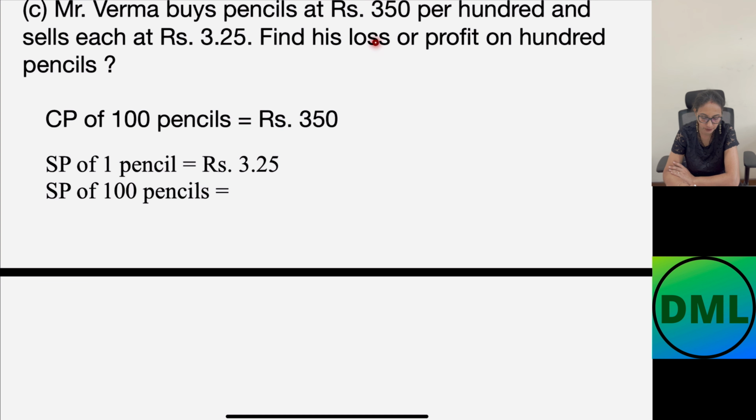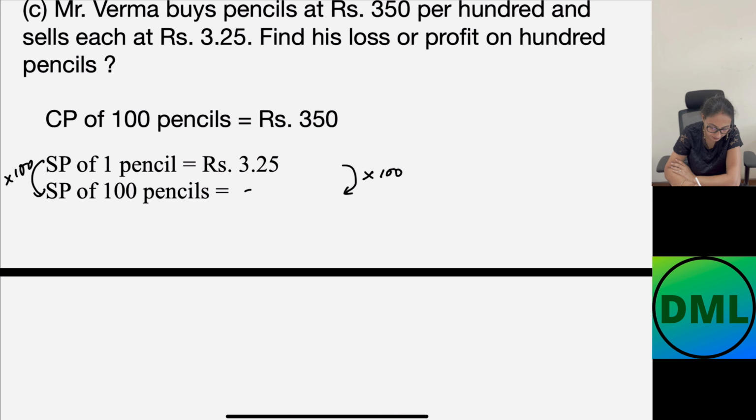I need to find out the loss or profit on 100 pencils. She purchased 100 pencils at the rate of rupees 350. So the cost price of 100 pencils is 350 rupees. I need to calculate the selling price of 100 pencils. She sells each pencil at rupees 3.25. So the selling price of one pencil is 3.25. How do you reach from 1 to 100? Multiplied by 100. The left hand side is multiplied by 100, so the right hand side also you have to do the same operation, multiplied by 100.